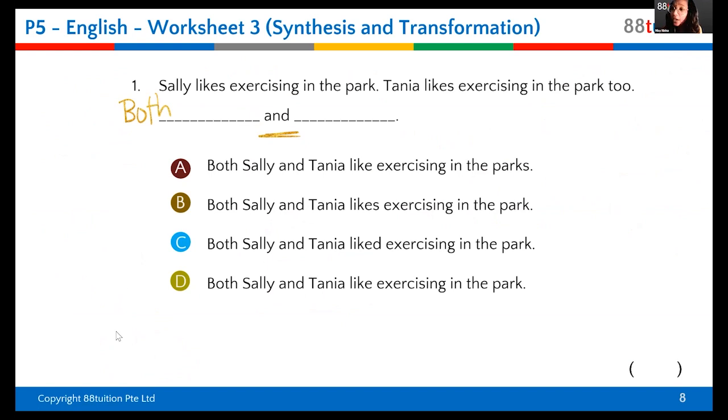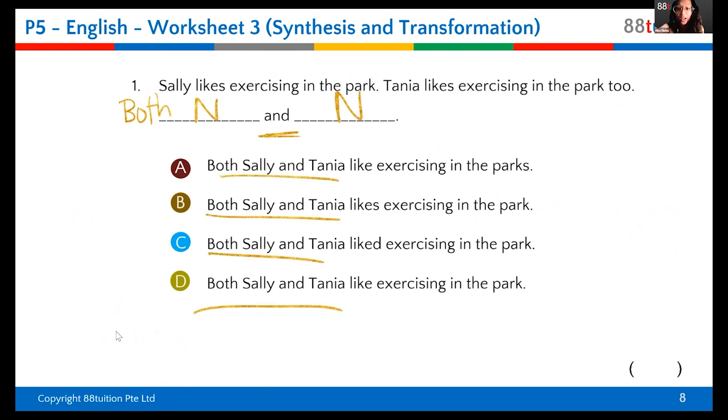Hello? Both means singular or plural? Yes, Yun Xuan? Plural. Very good. It means two people, right? And both will always, there's an N here. In front of this will be the first noun. Here will be the second noun, which means only two people's name must be here. There cannot be anything else. So both Sally and Tanya is the first part of the answer. Everybody says both Sally and Tanya, so that's fine.